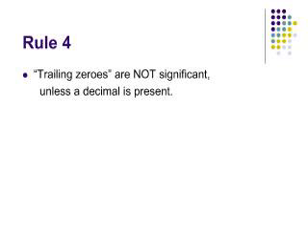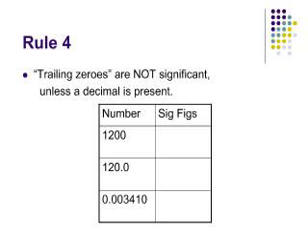If we go on to rule 4, it's a little bit more complicated of a rule. We're dealing here with what we call trailing zeros. And they are not generally significant unless you have a decimal present. Let's go on and look at some examples just to make sure you're clear about this.